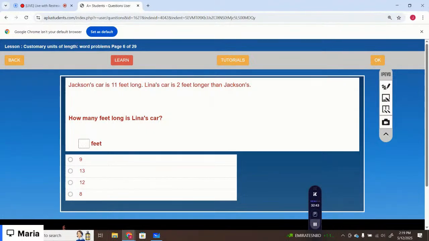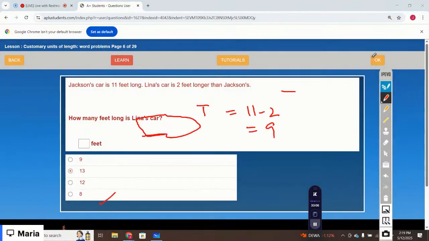Jackson's car is 11 feet long. Lina's car is 2 feet longer than Jackson's. So 2 feet longer, that is 13 feet. So option number 2 is the correct option. That is 13 feet.